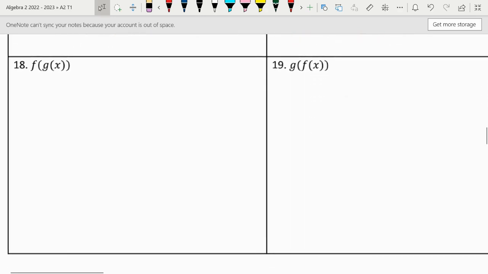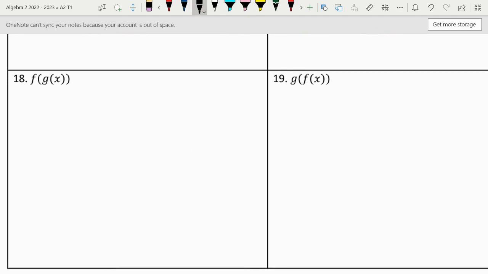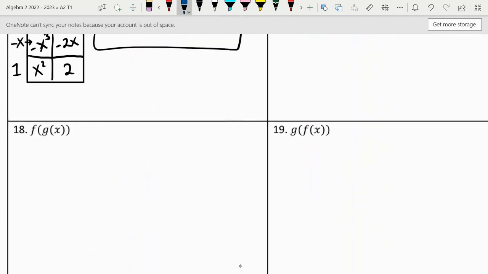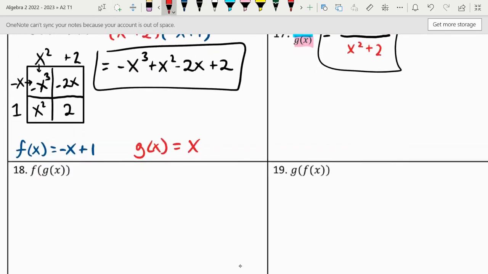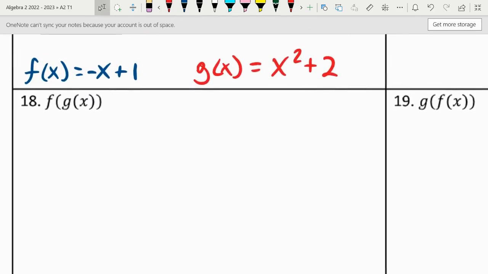Now composing is where things get interesting. So you need to literally use your inputs and outputs appropriately. I'm going to rewrite down f of x and g of x just so we have them handy. F of x is negative x plus 1, and then g of x equals x squared plus 2. Okay, and we have to identify what our inside function is and what our outside function is.